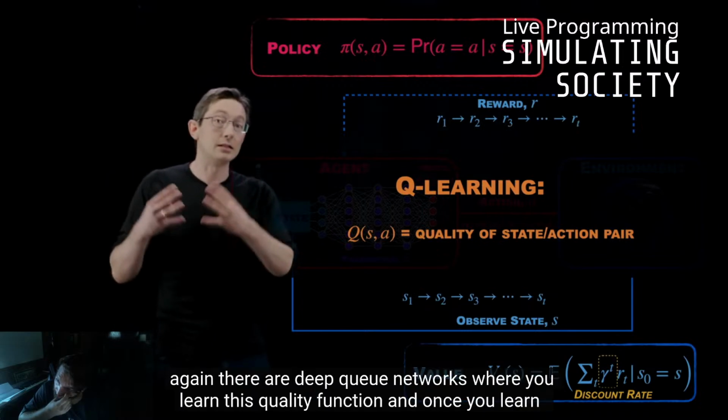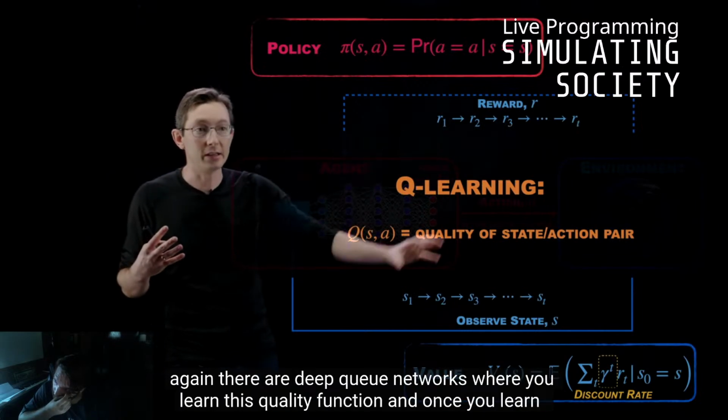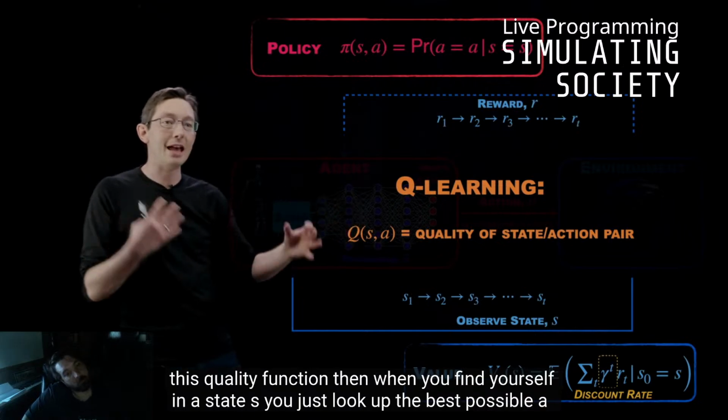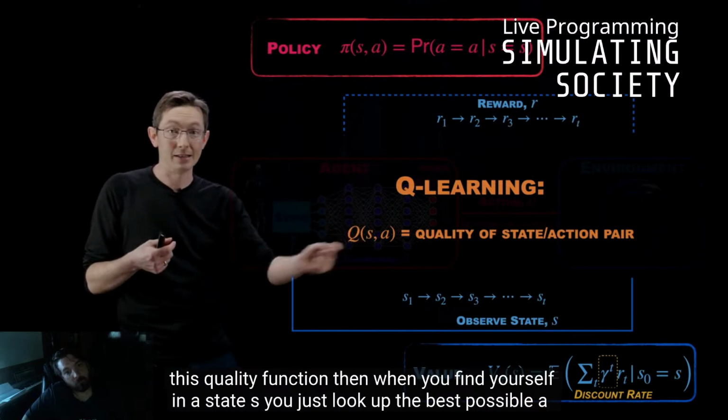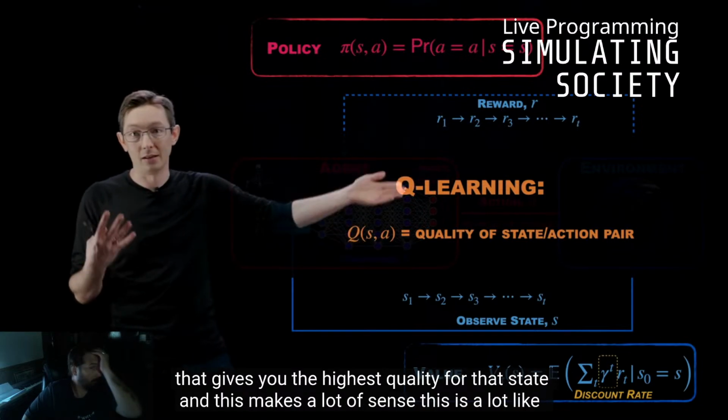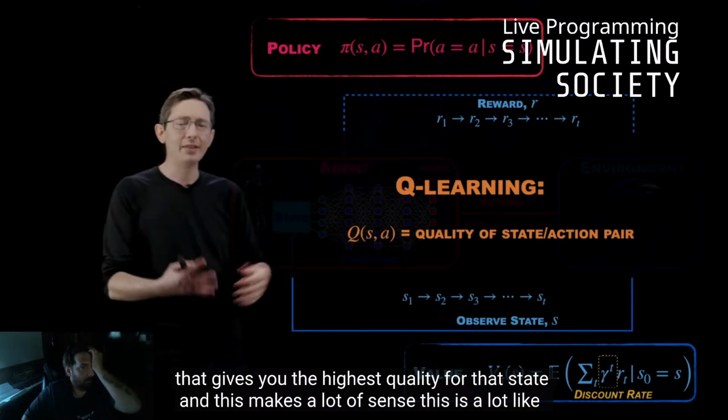And so again, there are deep Q networks where you learn this quality function. And once you learn this quality function, then when you find yourself in a state S, you just look up the best possible A that gives you the highest quality for that state. And this makes a lot of sense.